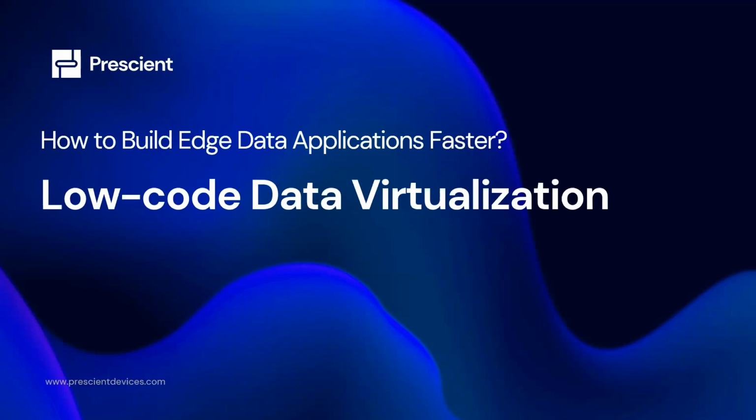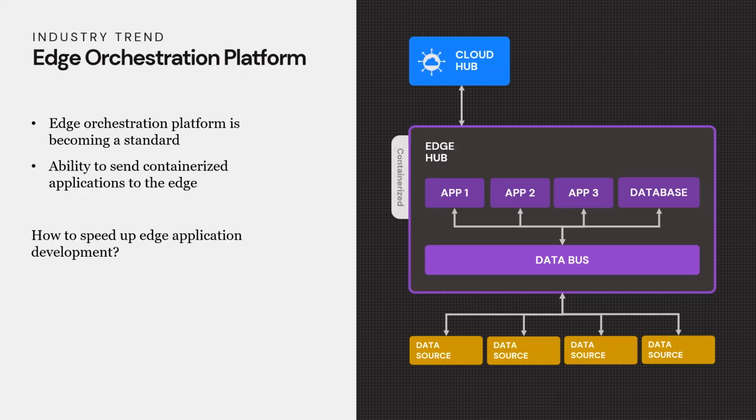In this video, we're going to talk about building edge data applications through a low-code virtualization approach. In the past year or so, what we have noticed is that the majority of mid-size and large-size companies we speak to are providing an internal edge orchestration platform. An edge orchestration platform is a platform that allows users to build data applications, then deploy them through containers to the edge in very large numbers.